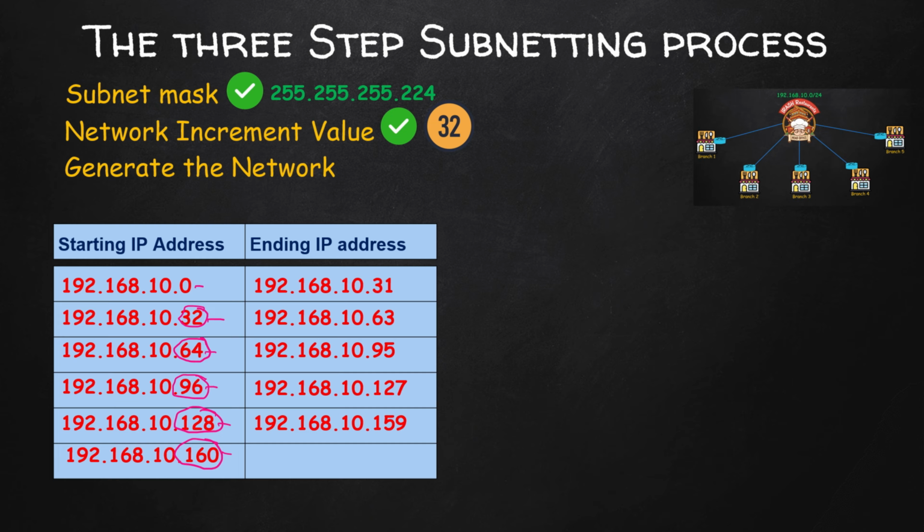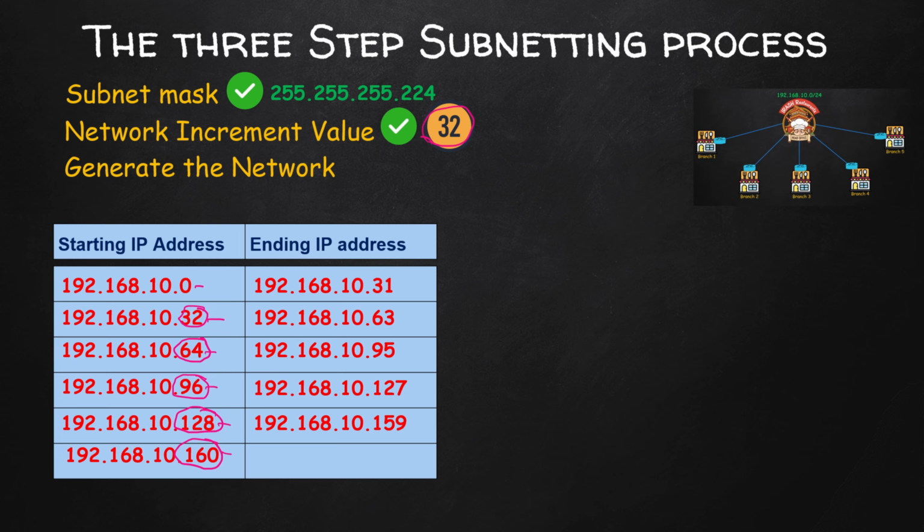So when you look at this table, you can see 5 networks, each with a starting IP address and an ending IP address. So you can use these networks in your branch offices as subnetworks. And another point I need to tell you: you got your network, okay, and how many valid hosts can you have in that network? We know our network increment value is 32, but can I use all 32 IP addresses in that network? Let's see. The answer is you cannot use all the 32 IP addresses from that network.